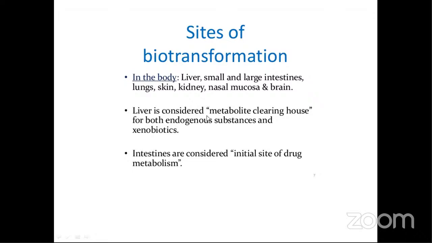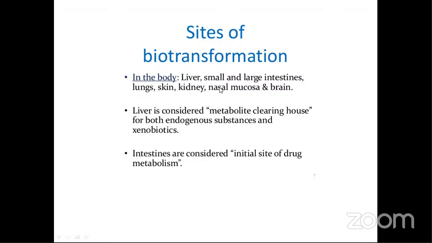So the liver is the main clearing house. The metabolic process mainly occurs in the liver for both endogenous and exogenous substances. Exogenous means xenobiotics, which are obtained from an external source. Endogenous means chemicals secreted inside the body, like hormones or any enzymes. These are mainly metabolized by the liver.